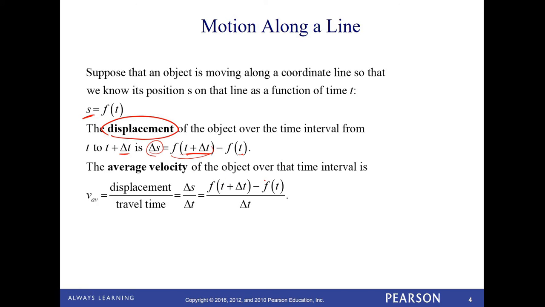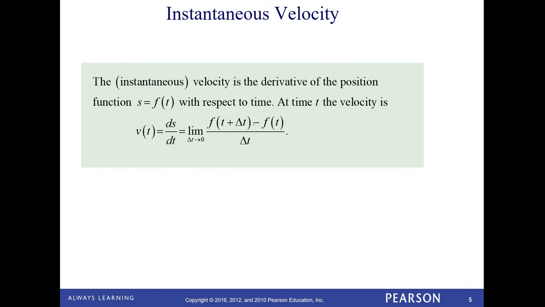The average velocity, again not instantaneous, is velocity equals distance over time. The change of s we've already found to be this, over our change of t, a simple slope equation for average velocity. Instantaneous velocity is the derivative of the position. So now we're going to add that it's the limit as our delta t approaches 0.